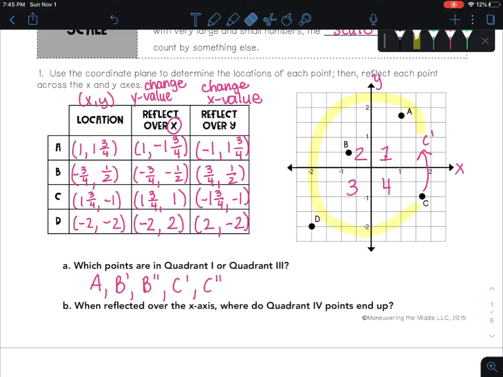Okay? And let's see, finally, point D. Point D is already in quadrant 3, so if we reflect it, it's going to go into 2, or it's going to go into 4, so that's it for point D. Okay, now the last question says, when you reflect over the x-axis, where do your quadrant 4 points end up? Well, so first of all, here's the x-axis. If we reflect over that and we're in quadrant 4, so down here, it's going to just go straight up into quadrant 1.